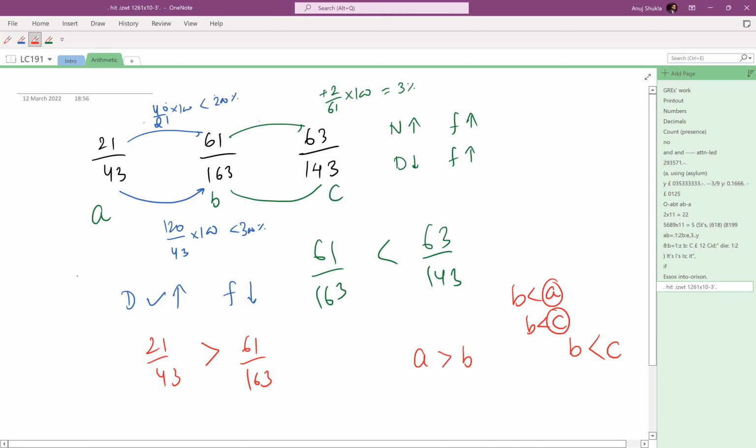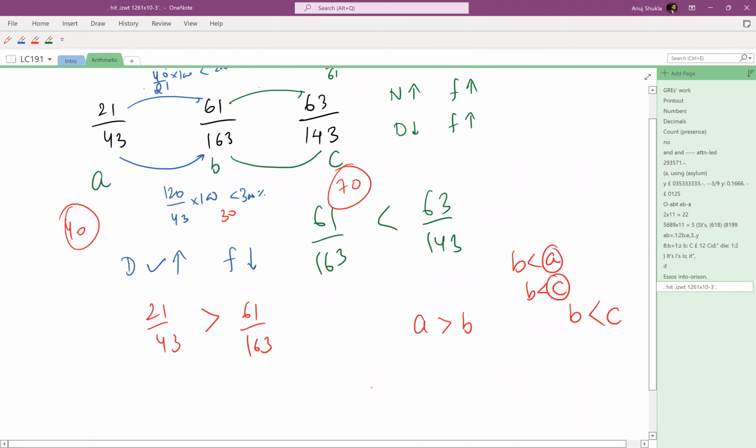Suppose this one is 40, and this one is 30, and this one is 70. Now, here 30 is less than 40, yes. 30 is less than 70, yes. But where is 30? Then you should compare 40 and 70 also. Then only you can say what is the relation between A and C. So that you can find here. What you can say? You should compare 21 by 43 and 63 divided by 143.